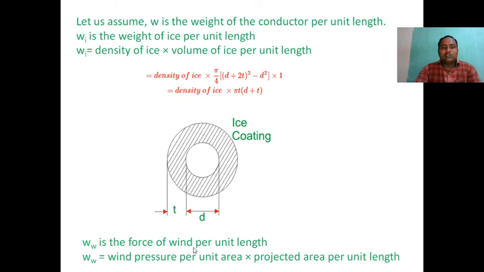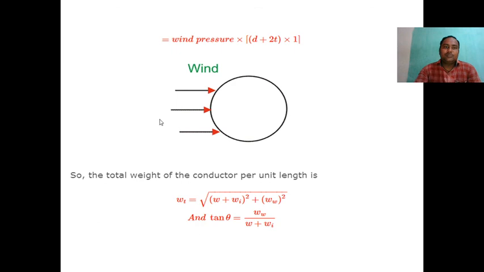Ww is the force of wind per unit length. Ww is equal to wind pressure per unit area times the projected area per unit length. So it is wind pressure times the projected area, which is (d plus 2t) times 1. As I already said, there are two thicknesses, so d plus 2t.